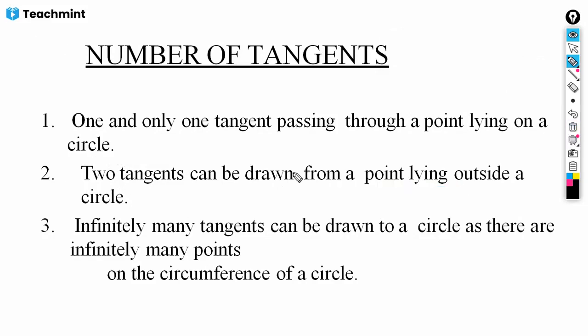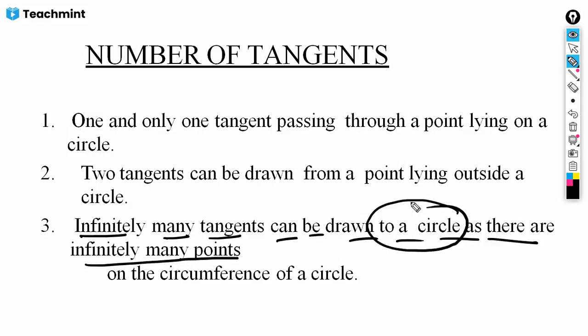Now let us see what is the next statement. Infinitely many tangents can be drawn to a circle as there are infinitely many points on it. What does he say here? How many tangents can be drawn to a circle? How many points are there on a circle? Infinite.